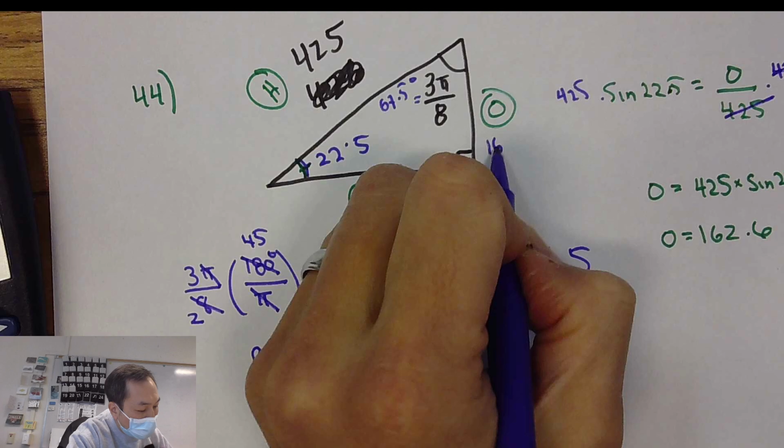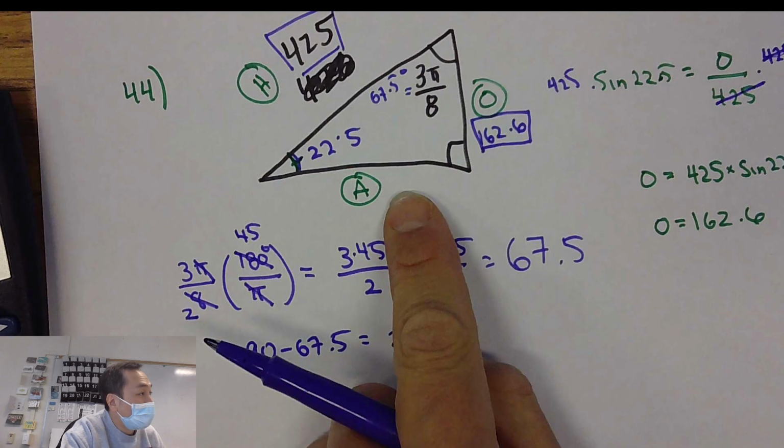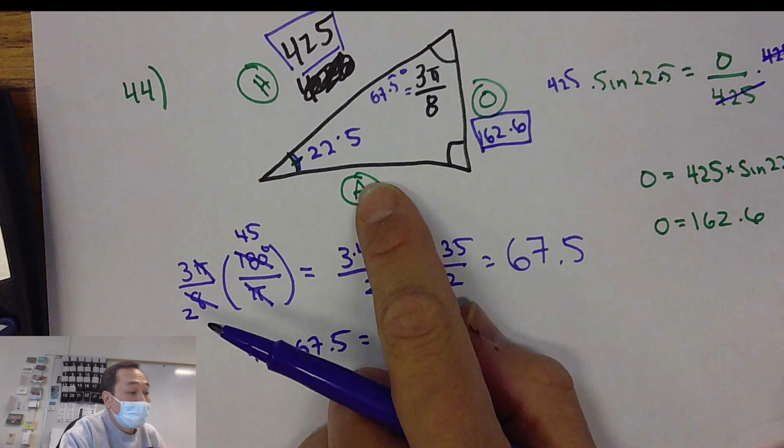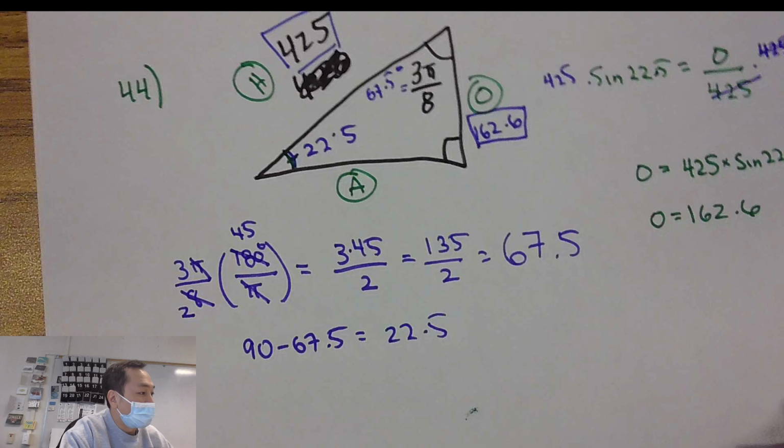And now from here, class, we can go one of two directions. One of two ways to solve this. We could either A, use 425 and 162.6 with the Pythagorean theorem to figure out my last side, A squared plus B squared equals C squared. Or we could just use trig again. I leave that up to you, whatever feels more comfortable. Do you want me to show you both, just so that you have both options?